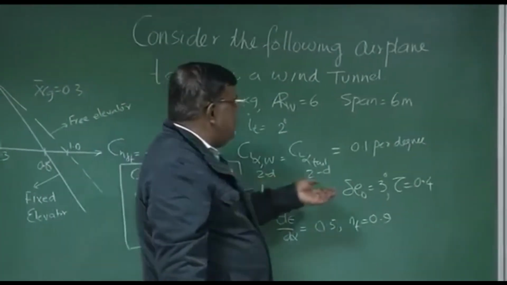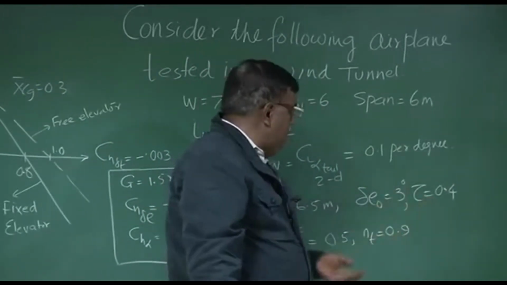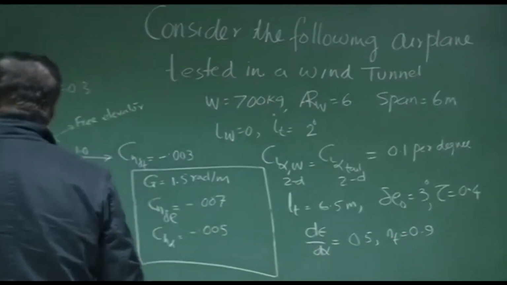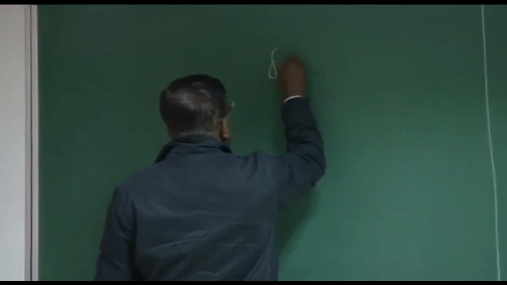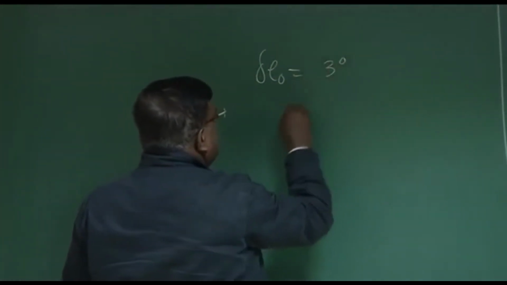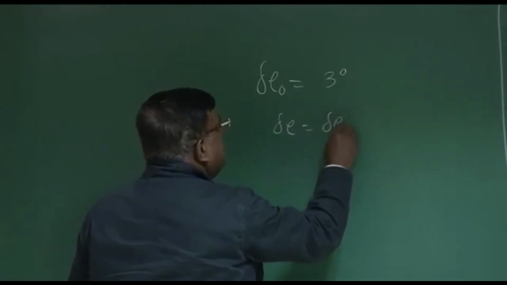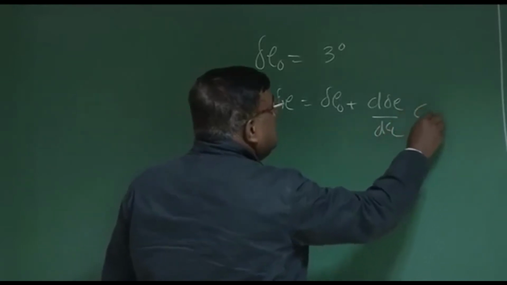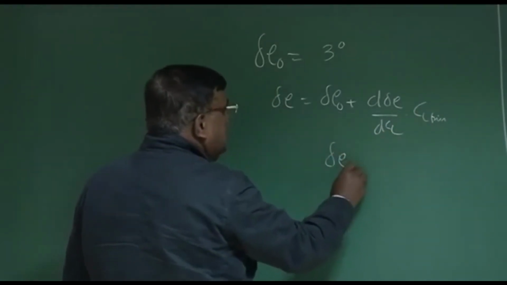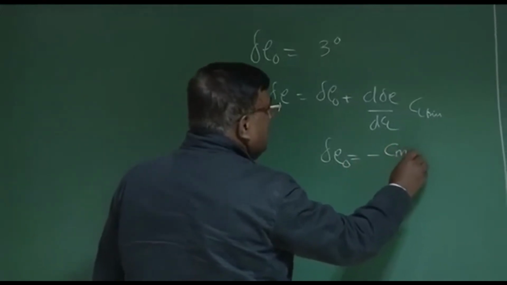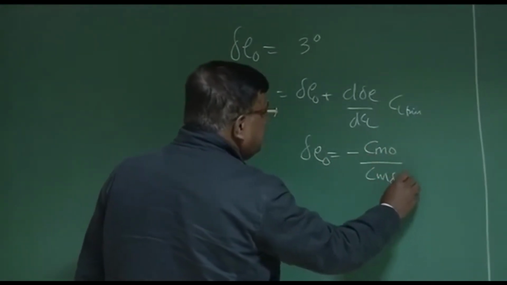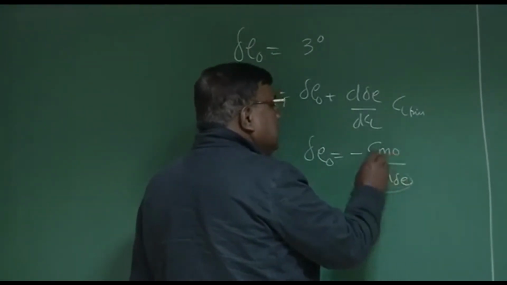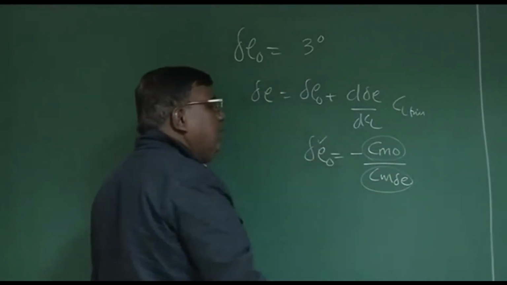And this delta E naught is 3 degree, tau is 0.4, and d epsilon by d alpha is 0.5, eta T is 0.9. What was delta E naught? Please remember, when I say delta E naught is 3 degree, delta E equals delta E naught plus d delta E by d CL into CL trim. And you know delta E naught was given as minus Cm naught by Cm delta E. Right? And if I know the value of Cm delta E and the value of Cm naught, I know what is the value of delta E naught.